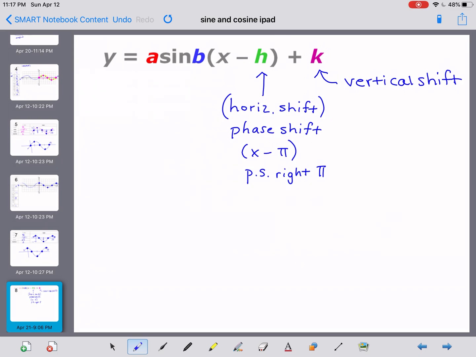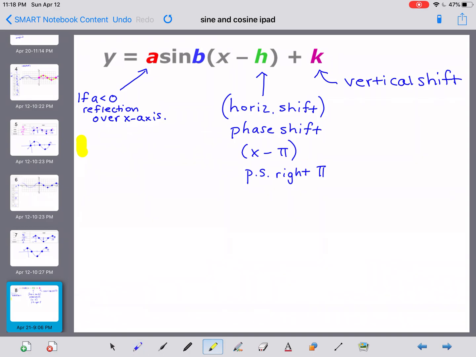Your a value, right? If a is negative, then there's a reflection over the x-axis. Okay, we'll talk about that. I hope one of my examples has that. It does not. Okay, but I'll talk about it as we go through what that would look like. Your a value is also your vertical stretch or compression. So same rules as it's always been.